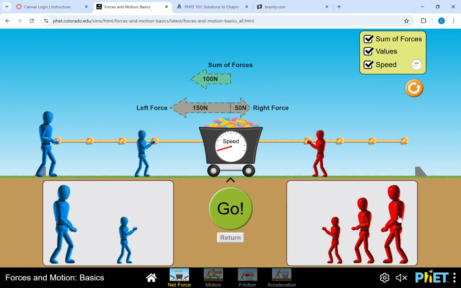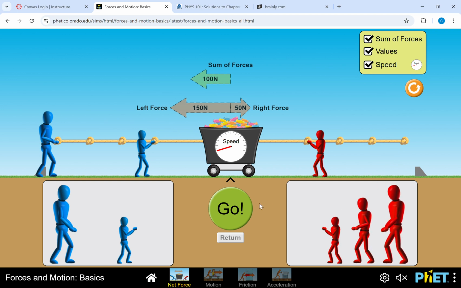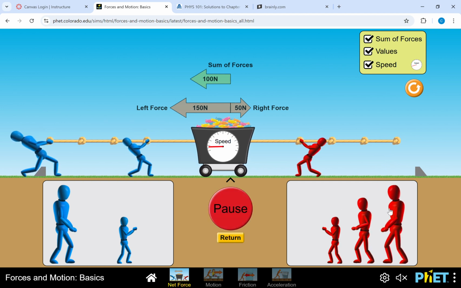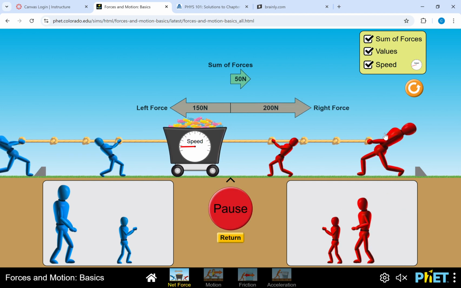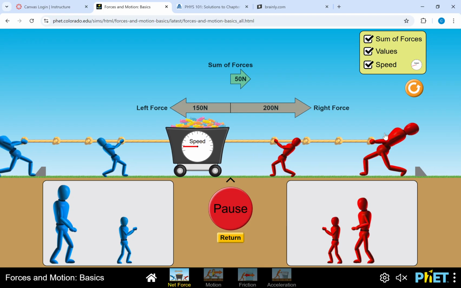Conversely, in scenario 3, if we increase the force on the opposite side to be greater by adding 150 newtons to the red team, we can change the direction of the cart's motion. You will notice that the speed of the cart decreases to 0 before the change of direction and increases over time in the new direction.